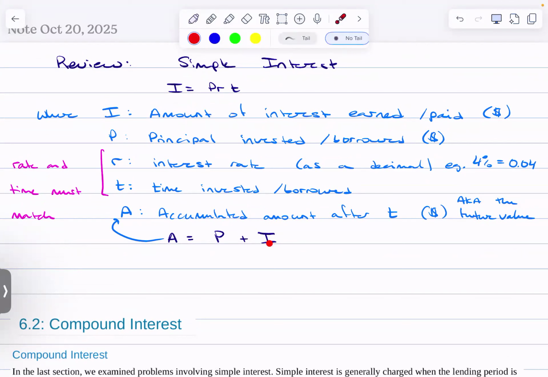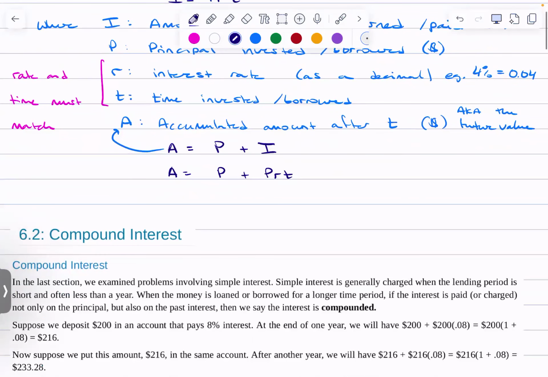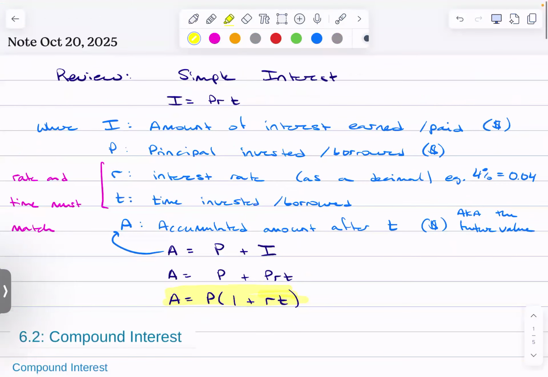Notice that we have a formula for I: I is PRT. If we do a substitution, then we get A is P plus PRT. Now I have a common P, so A is P times 1 plus R times T. That's how we get the formula that's on your formula sheet. This one's on your formula sheet, and this one's on your formula sheet.